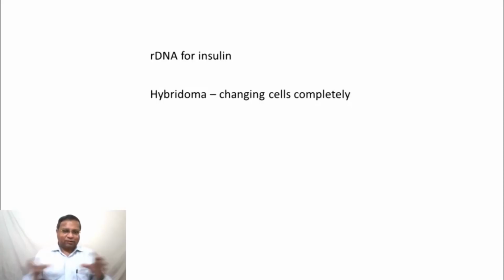And one more step further: rDNA technology is taking DNA and putting it into another organism. One step further is changing the entire cell. An example of that is hybridoma. You take a cell that is cancerous, that can grow forever, and you take a cell that can produce a particular type of antibody, put them together, and you get a cell that produces only that kind of antibody and can live forever. That is changing the cell completely. That can also be used in bioreactors, and you can get production of the required product, the monoclonal antibody, from bioreactors.